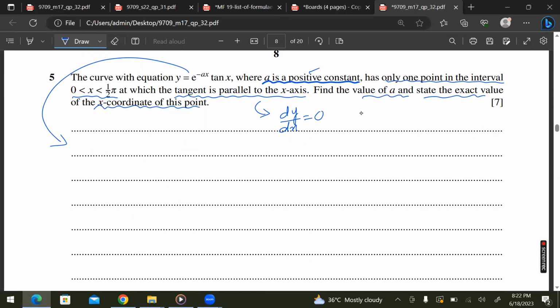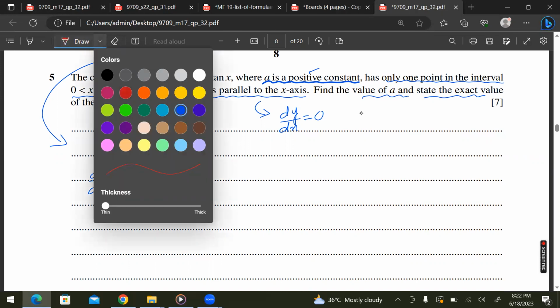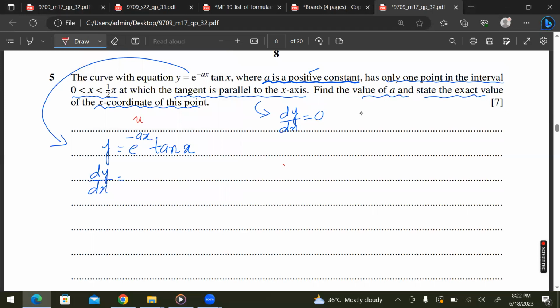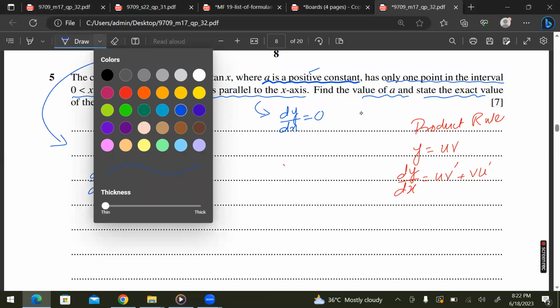So y is given as e to the power minus ax into tan of x. It's the product of two functions. To find dy by dx, you can recall the product rule. Let's say this is u, this is v. The product rule is: if y equals u into v, then dy by dx is equal to u v dash plus v u dash. This is the product rule of differentiation. So apply this rule carefully.